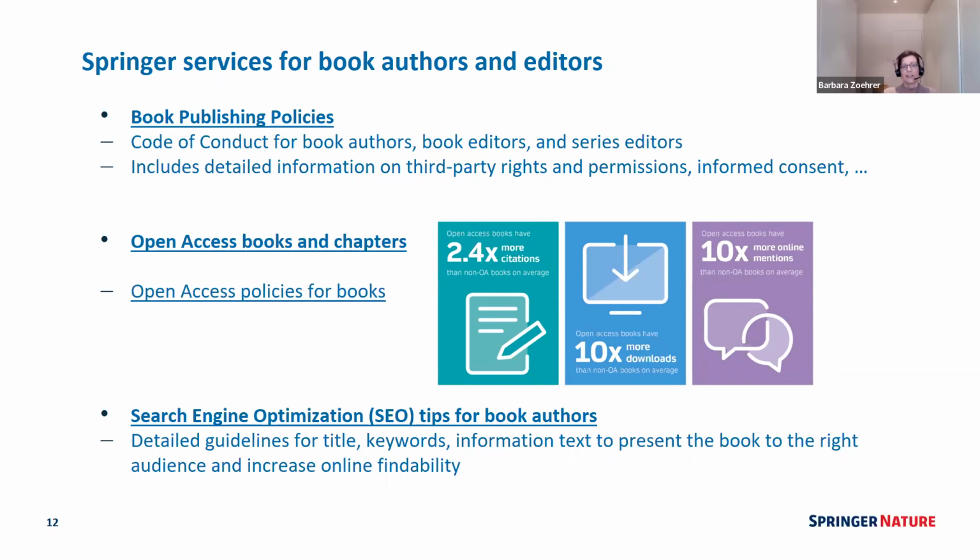Also, we have various open access publication models for books and chapters available, and also a detailed policy on open access book publishing, because we see that OA books receive more citations, more downloads, and more mentions in social media than a regular or traditional book. And finally, let me point out our search engine optimization tips for book authors, because in a digital world, it's important that your book is found, and this guidebook helps you to choose the right title, keywords, and information text to present your book to the audience and increase online findability.